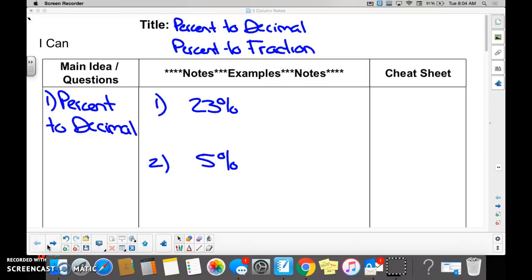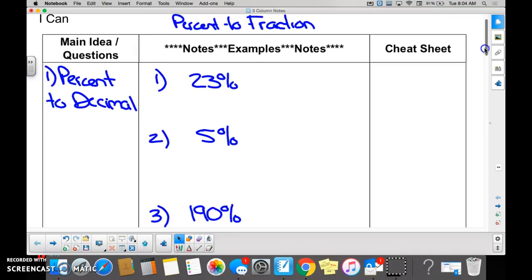Good morning all. Today is your last day of videos. Tomorrow will just be a combination of all we've worked on the past 3 days. The title is percent to decimal or percent to fraction. First one we're going to work on is percent to decimal.